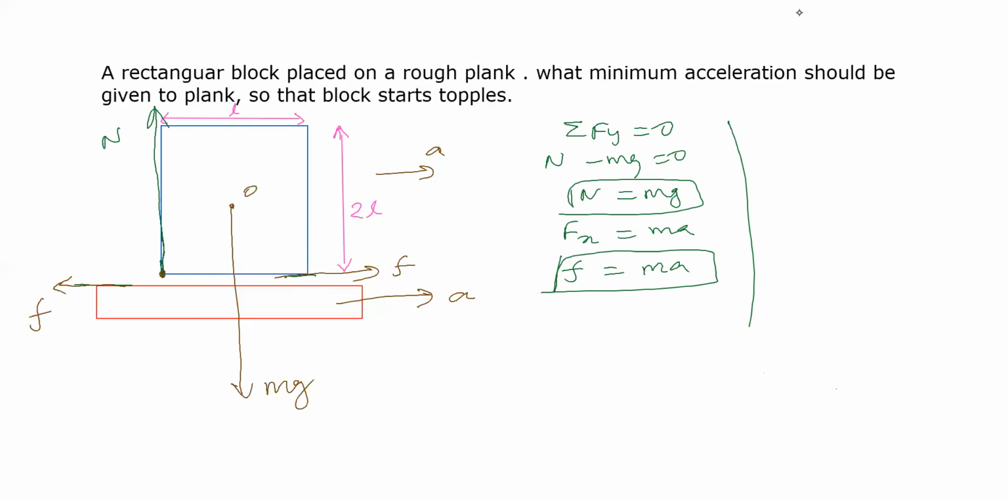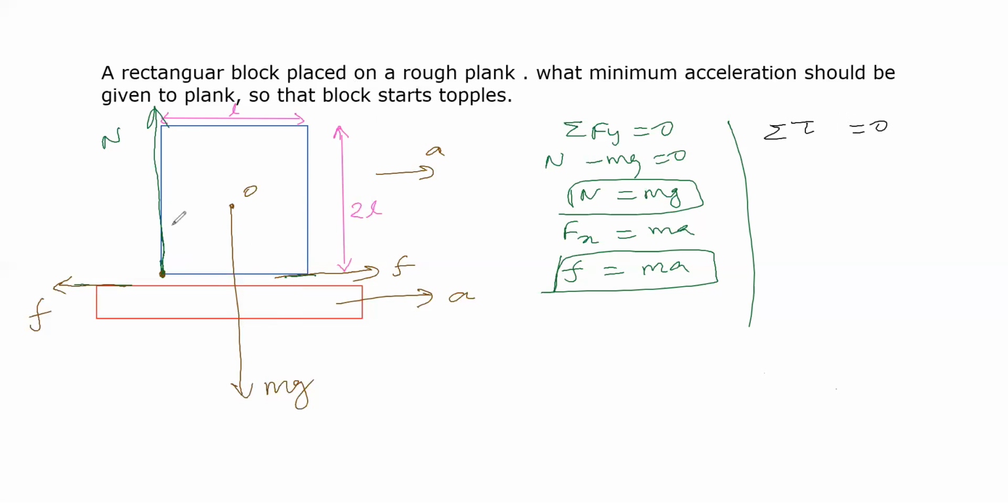Now we are going to take rotational equilibrium about point O. Due to friction a moment of force will be there, and due to the normal reaction a moment of force will be there. Due to mg there is no moment of force, because we are taking moments about the center, so the moment of force due to mg is zero. About this point, the frictional force gives a moment of force in the anti-clockwise direction, and the normal reaction gives a moment of force in the clockwise direction. These must be equal, since for rotational equilibrium the net torque is equal to zero.